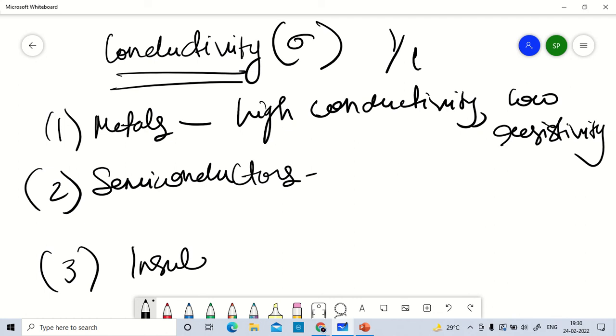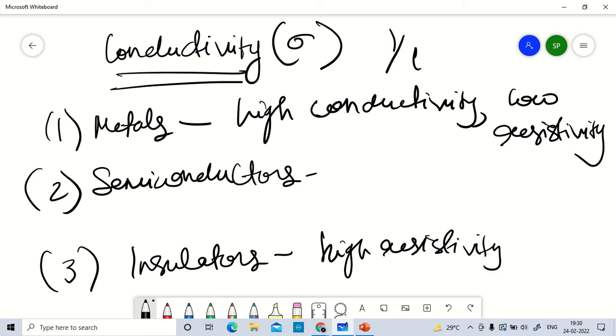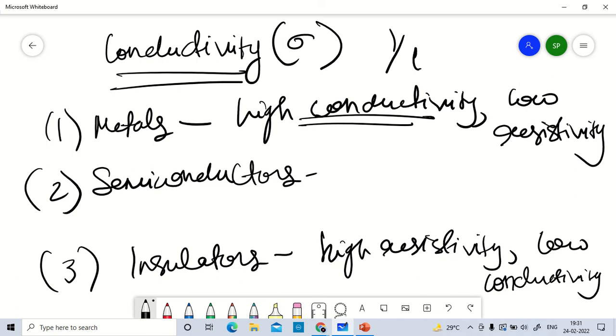Then come insulators. Insulators, again the opposite of metals, have high resistivity and low conductivity. We know that metals allow current to pass, so they have high conductivity and low resistivity. Insulators do not allow the current to pass through them, as they do not have free electrons to flow, and the flow of electrons is only current, right? So they have high resistivity and very low conductivity.